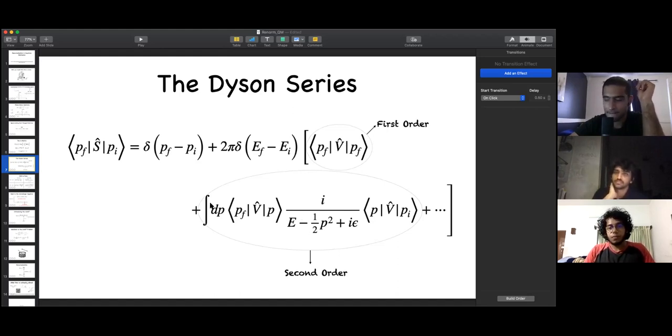But what I'm asking is, could we try to see where this could come from? Why is it sitting between these two factors of the potential? The contour integral, I'm just throwing that out. Well, the first order just comes from having one factor of the potential, and you have some initial and final momentum eigenstates, and there's a delta function here. Let's try to guess that.